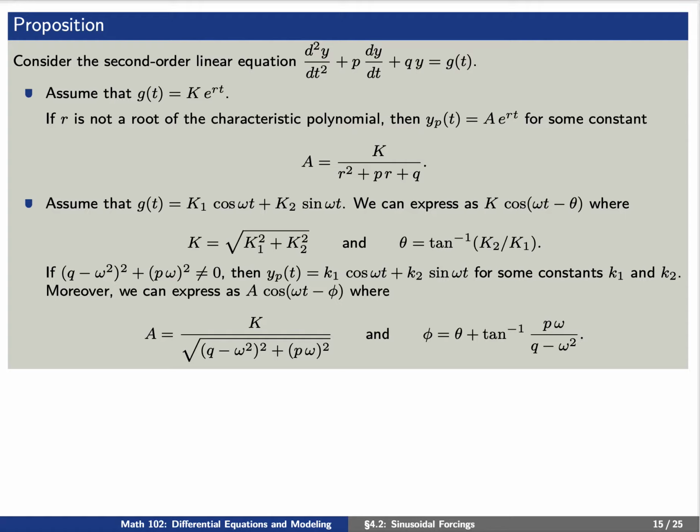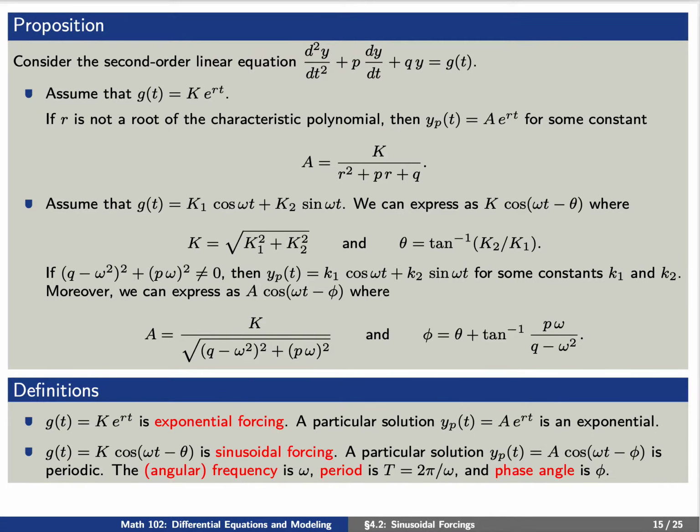If a certain expression does not equal 0, then a particular solution, y sub p of t equals lowercase k1 cosine omega t plus lowercase k2 sine omega t for some constants k1 and k2. Moreover, we can express this particular solution in the form capital A times cosine omega t minus phi, where capital A is capital K divided by the square root of q minus omega squared, squared, plus p omega squared. And phi equals theta plus the arctangent of p omega divided by q minus omega squared.